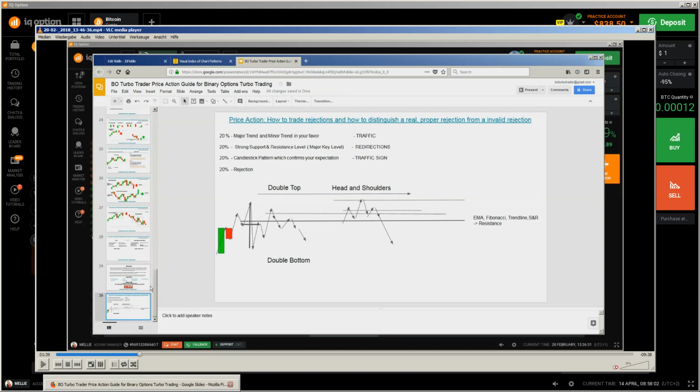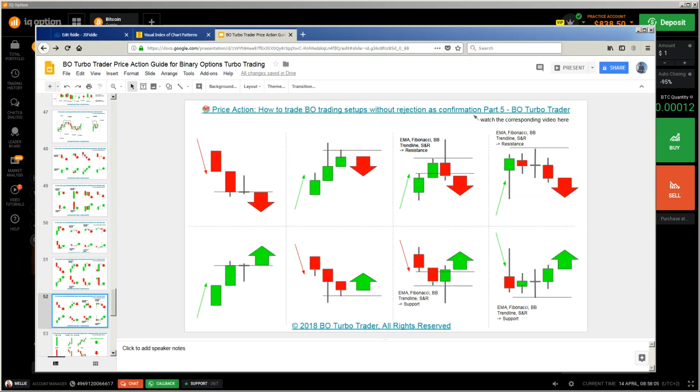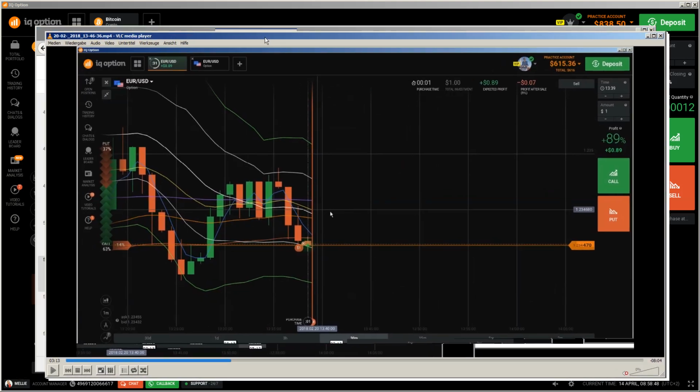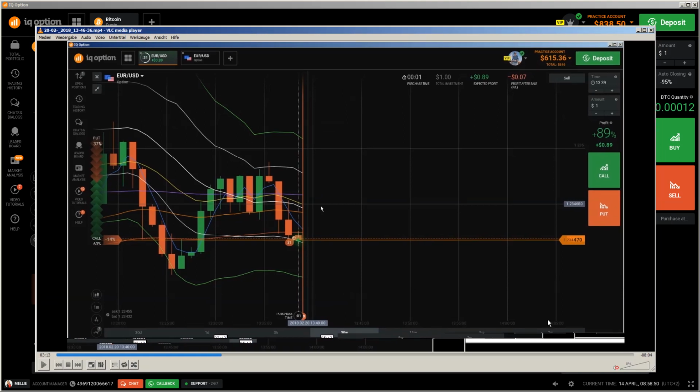Let me see if I can show you another one. Okay, here's another one. This one is looking a little bit different, but the concept is the same. We have a continuation trading setup here, and I'm going to show you this. It's directly after the one which I have shown you.